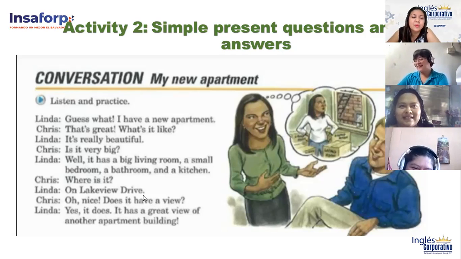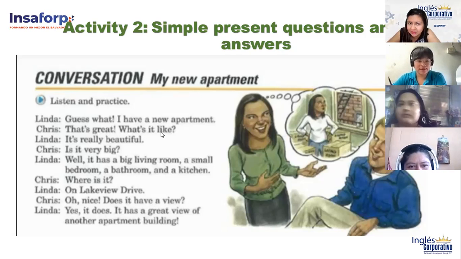Okay, so as you see, let's look at the questions we can see here. For example, what's it like? ¿Cómo es? It's really beautiful. And Chris asks, is it very big? Yes, it has a big living room, a small bedroom, a bathroom, a kitchen. Where is it? ¿Dónde está? Oh, nice. Does it have a view?